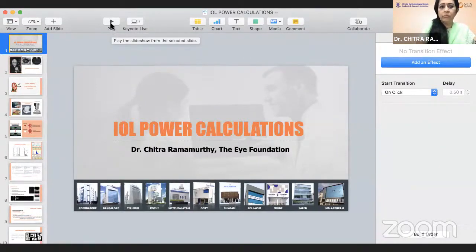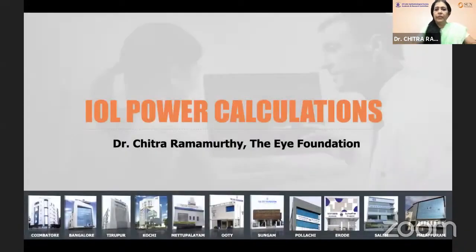Yes, ma'am. So let's start off with the first routine talk before we go on to more challenging ones. Essentially, why we need to have a greater insight into IOL power calculations is because of the increasing expertise of the surgeons, yes, but also because of the increasing desire of our patients to get target emmetropic outcomes.